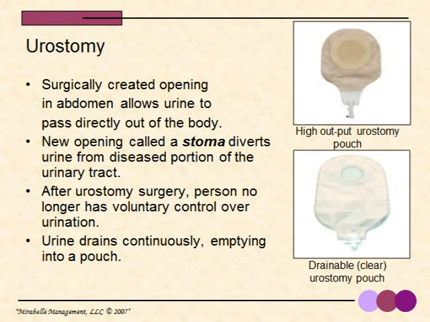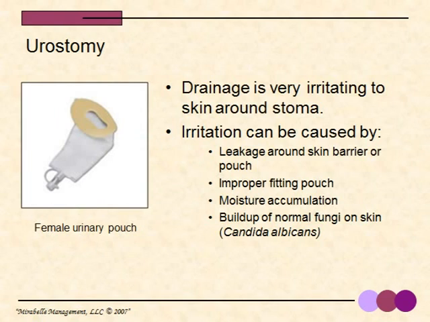After urostomy surgery, a person no longer has voluntary control over urination. Urine will drain continuously, passing through the stoma and emptying into a pouch. Drainage from a urostomy can be particularly irritating to the skin around the stoma. There may be slight leakage from around the skin barrier or the pouch.